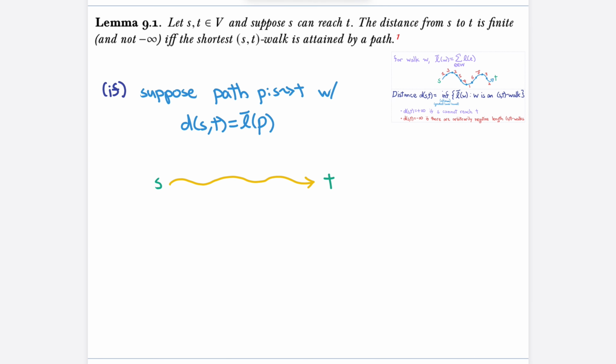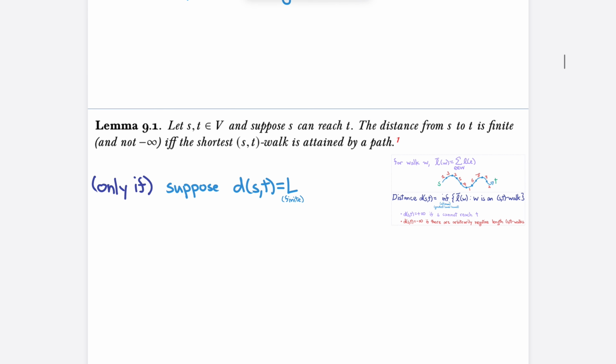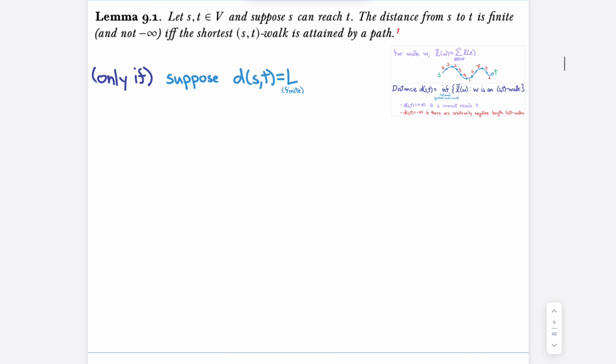Okay, suppose there's a path that actually attains the distance, whatever the true distance is, then of course, a path is finite, so that gives the distance. Okay, so that direction of the proof is not so interesting. The more interesting part is "only if."